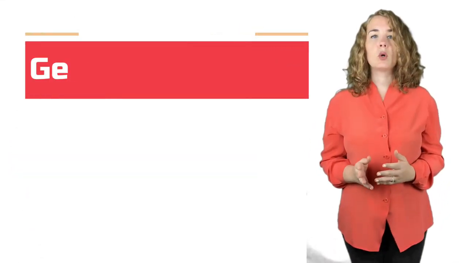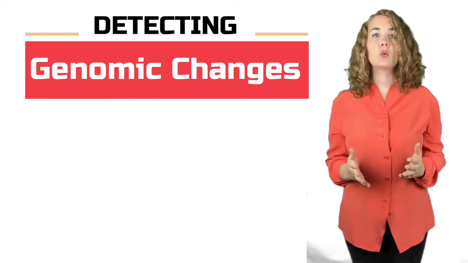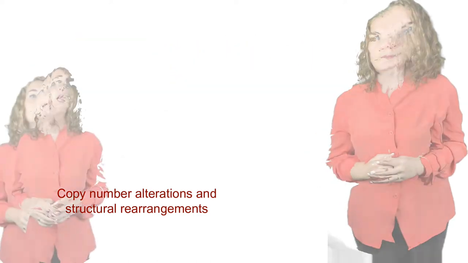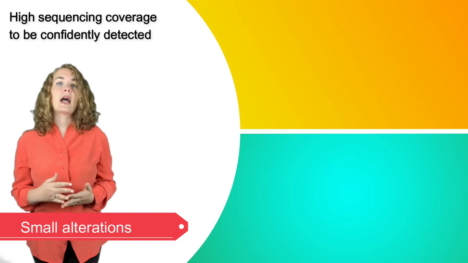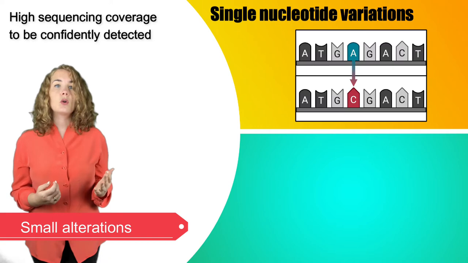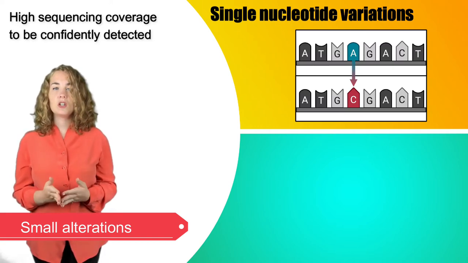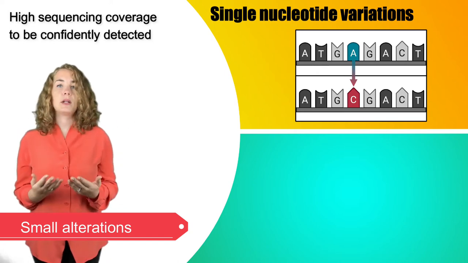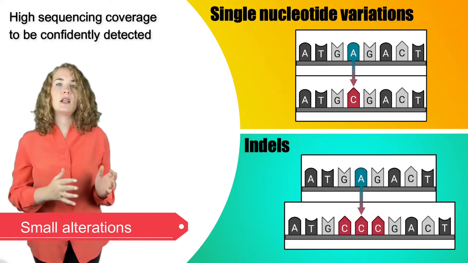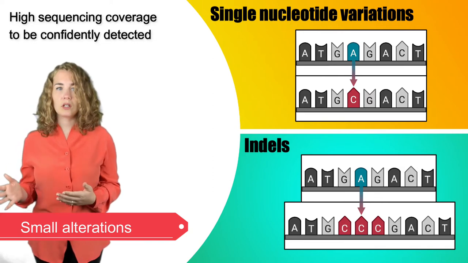Once we are assured to have reached the desired coverage, there are several different types of genomic changes that we can detect, which can be divided into small and large alterations. Small alterations, which require high sequencing coverage to be confidently detected, include single nucleotide variations, which are point mutations of a base pair change, as for example if an A is replaced by a C, or indels, that are small insertions and deletions, which are made up from two bases up to a few dozen.